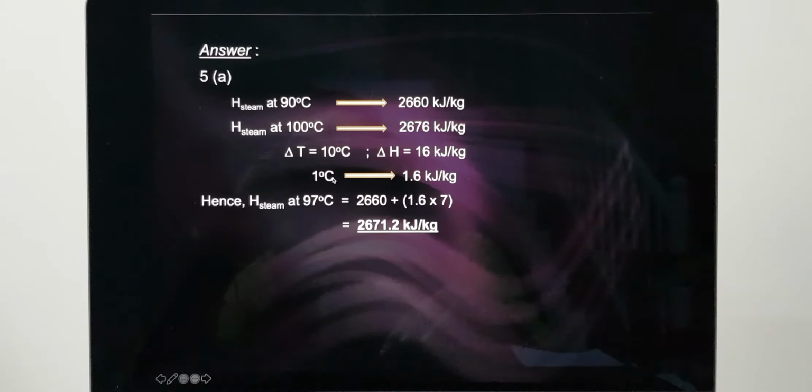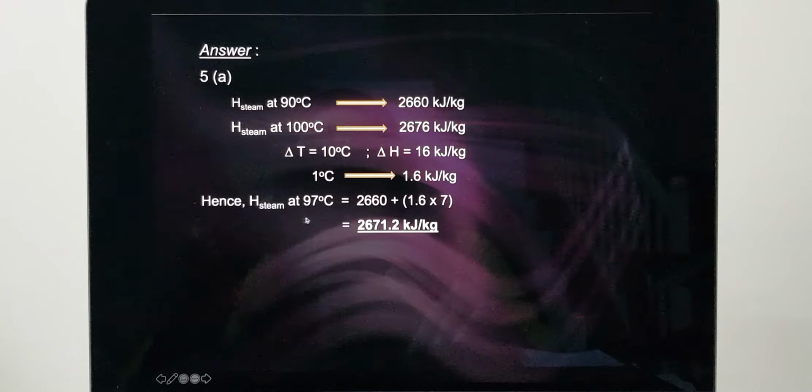So for every 1 degree Celsius, the increment of the enthalpy is 1.6 kilojoule per kilogram. Can you get what I said just now? For every increment of 1 degree Celsius, the enthalpy will increase by 1.6 kilojoule per kilogram. So, the temperature given in the question is 97 degrees Celsius, and the value that we have from the steam table in attachment 1 is 90 degrees Celsius.